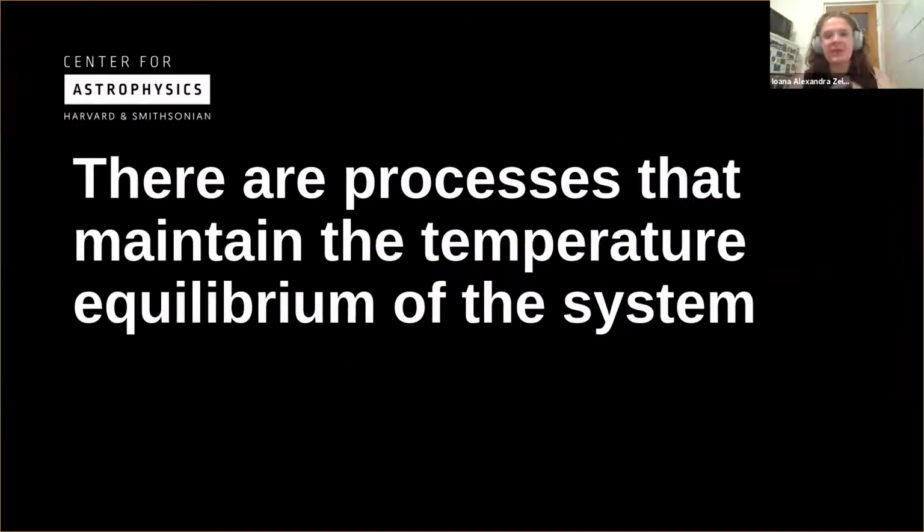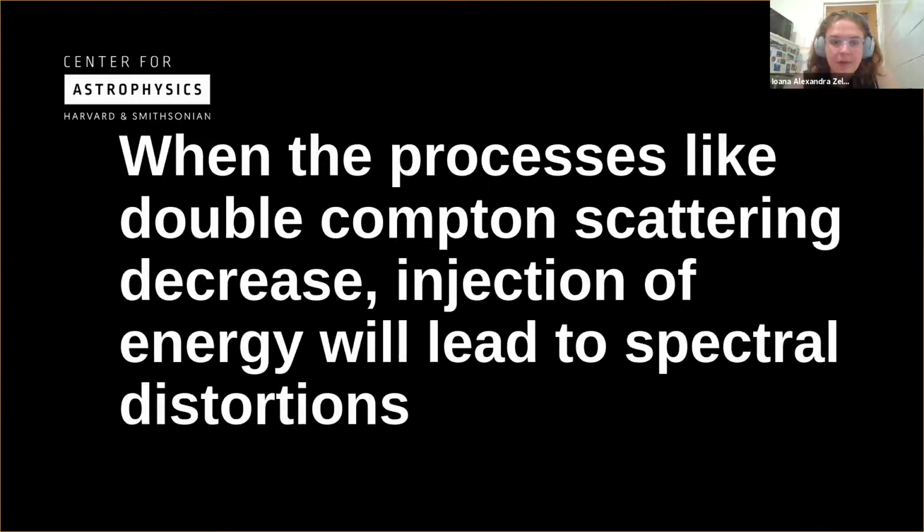But there are processes that maintain the temperature equilibrium of the system, which is the condition required for this black body radiation to be maintained. So when these processes, like the double Compton scattering, decrease, we can see injection of energy that will lead to spectral distortions.